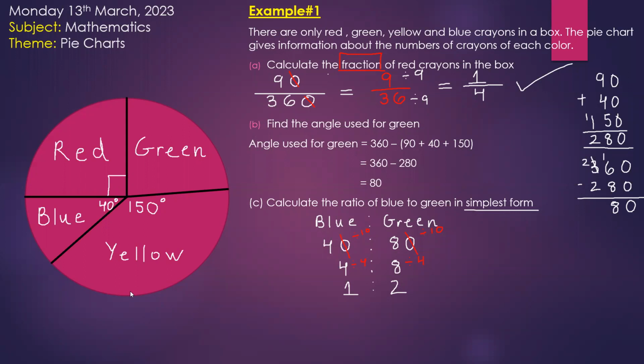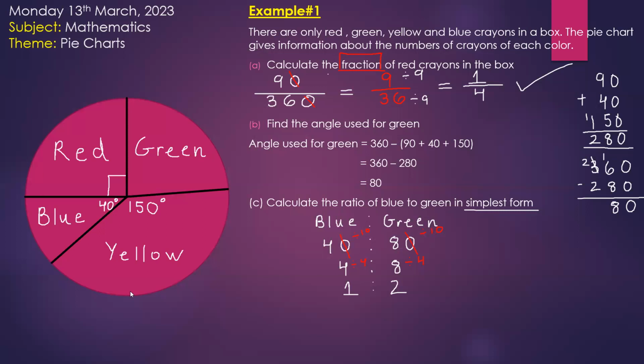C. Calculate the ratio of blue to green in the simplest form. As we see, the blue is 40 degrees, so the blue comes first, and then the green is 80 degrees. So that's 40 to 80. What we can do is divide it by 10. Dividing by 10 means we can cancel out the zeros. That leaves us with 4 and 8.